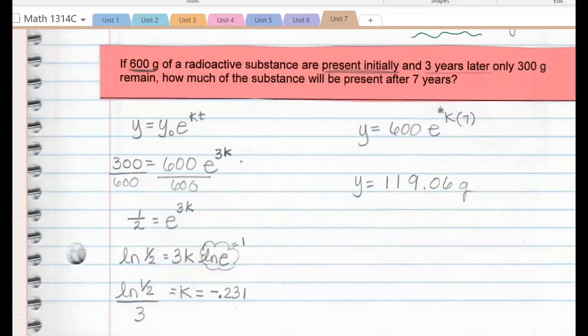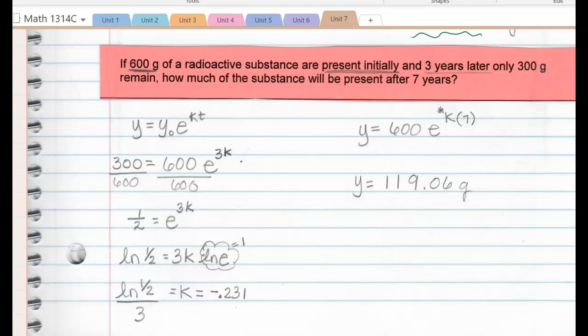And finally, the last example says if we have 600 grams of radioactive substance present initially and 3 years later we only have 300 grams, the question is how much of the substance will remain after 7 years. So we know that at 3 years we had half of it left. The question is what happens after 7 years. So let's take a look.